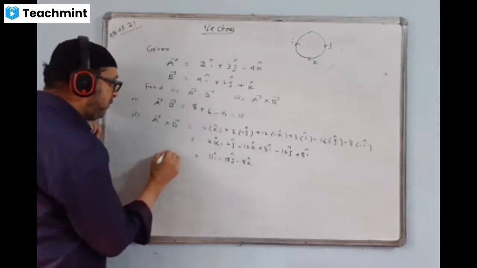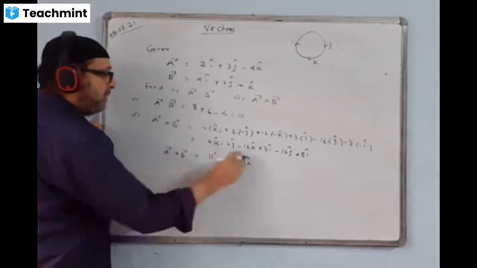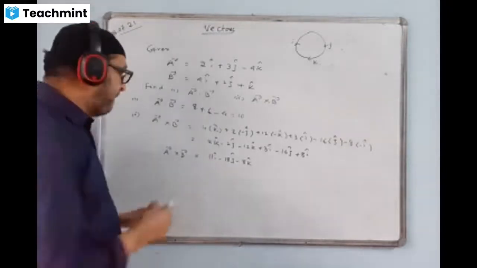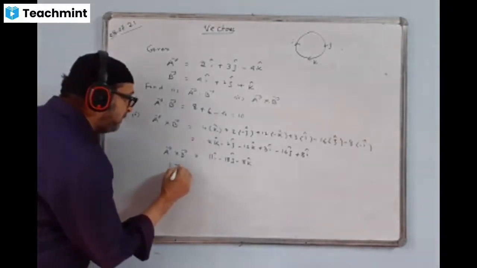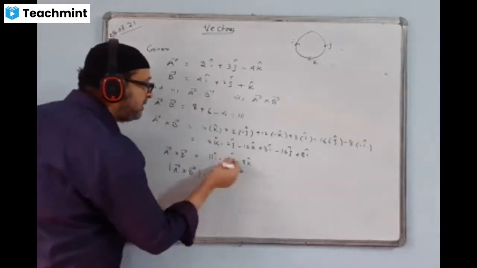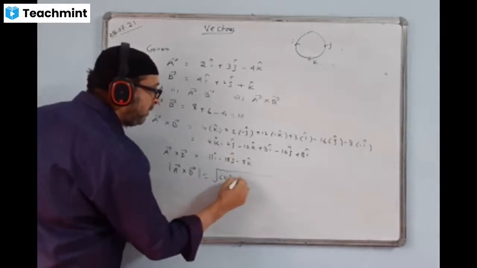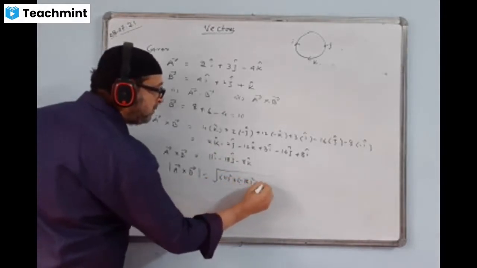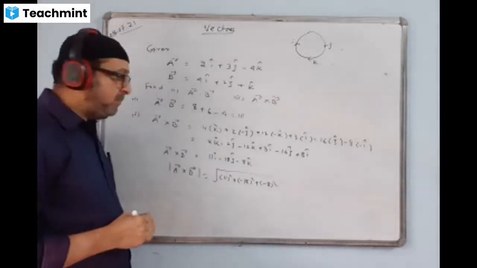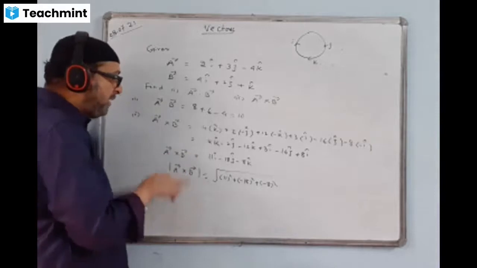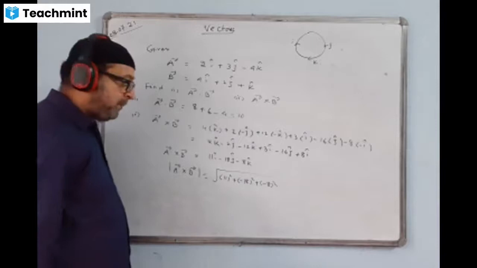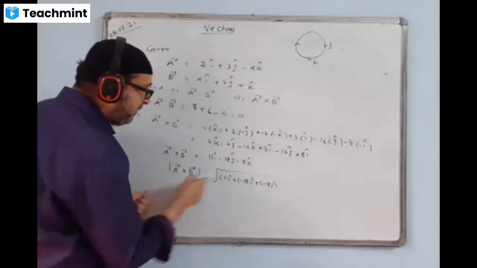This is the answer. This is the value of A cross B. By chance, if you have to find the magnitude of A cross B, then you will do the root of this square plus this square plus this square. You will do 11 square plus minus 18 square plus minus 8 square, if required. If the question asks you to find the magnitude, then you will do it. Otherwise, this answer, A cross B, is fine. You can simplify and get the answer.